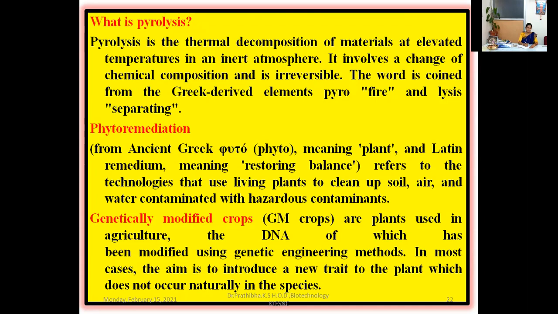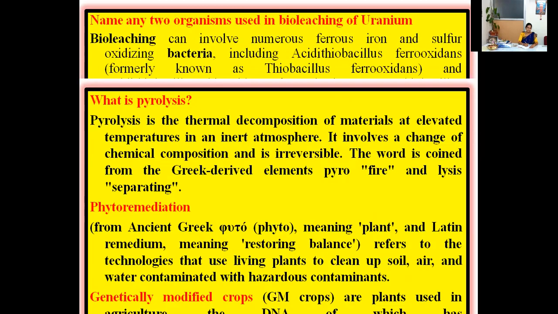Genetically modified crops, GM crops, are plants used in agriculture, the DNA of which has been modified using genetic engineering methods. In most cases, the aim is to introduce a new trait to the plant which does not occur naturally in the species. Okay, so this is about genetically modified crops.